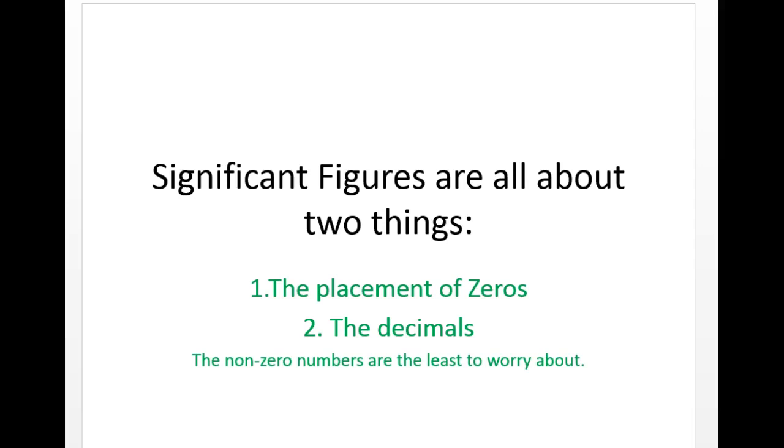But anyway, I will be going into exactly how to identify significant figures in this video. Significant figures are really about two basic things: the placement of zeros, and also decimals. Those are the two things that really govern identifying significant figures. Non-zero numbers are really the least to worry about. If it's a non-zero number, it is going to be significant.